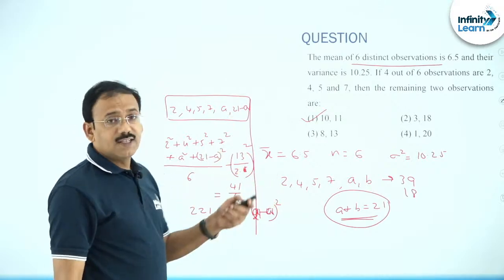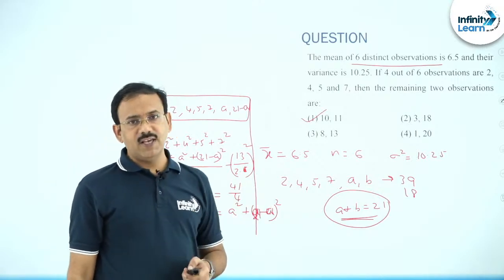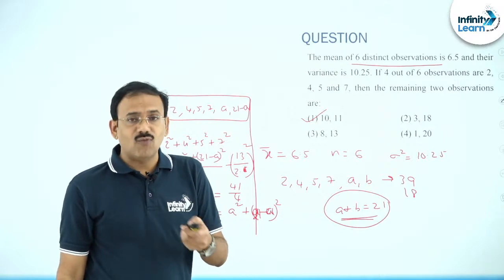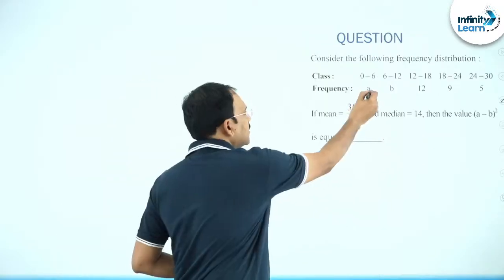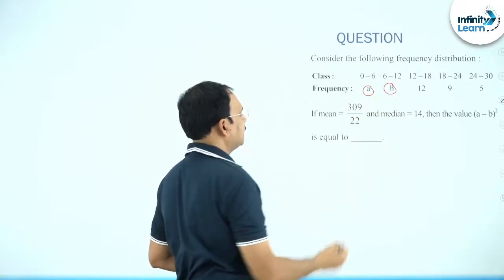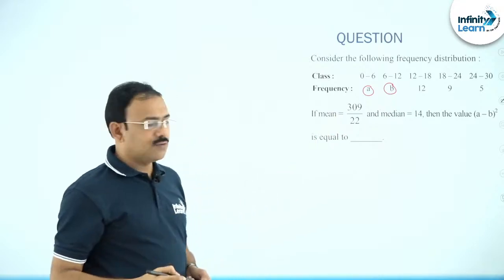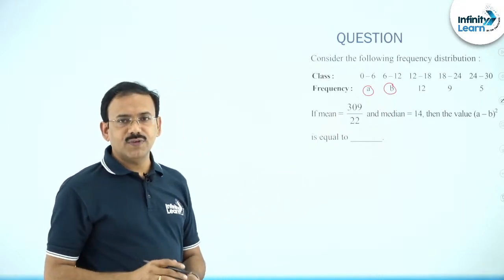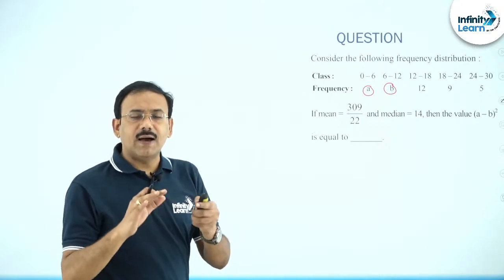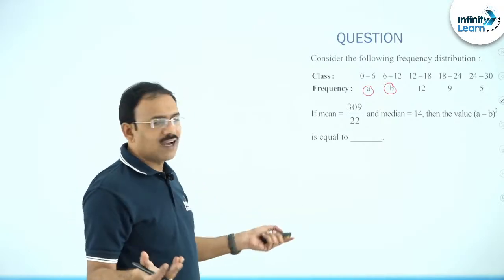So, friends, what is this model? Certain items will be given where he may skip some 1 or 2 items, generally 2 items he is skipping. He will talk about the missing a and b. The mean is given as 309 by 22, the median is 14, find a minus b whole square. What you need is just apply the formula and do some algebra, you will get the answer.